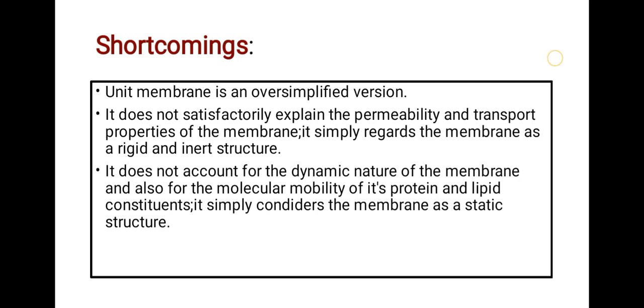Shortcomings. Which are the shortcomings of the unit membrane? The unit membrane is an oversimplified version. It does not satisfactorily explain the permeability and transport properties of the membrane. It simply regards the membrane as a rigid and inert structure. It does not account for the dynamic nature of the membrane and also for the molecular mobility of its protein and lipid constituents. It simply considers the membrane as a static structure.